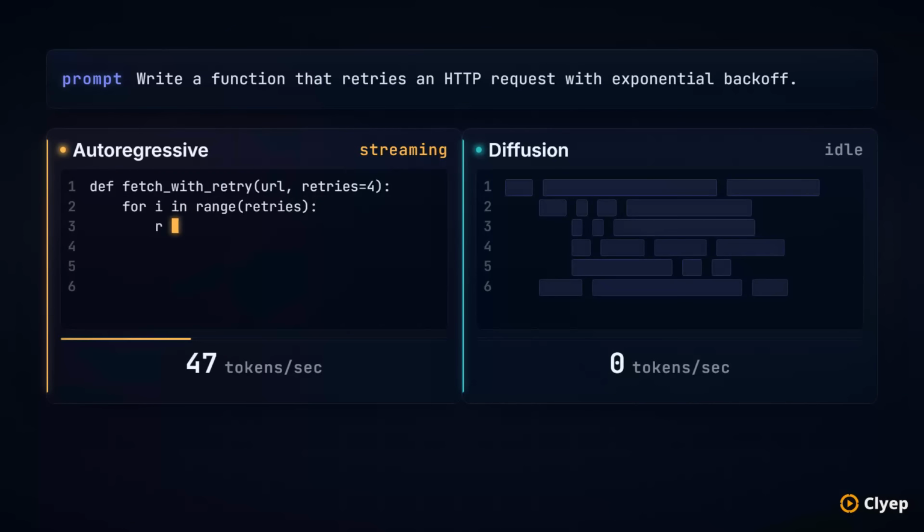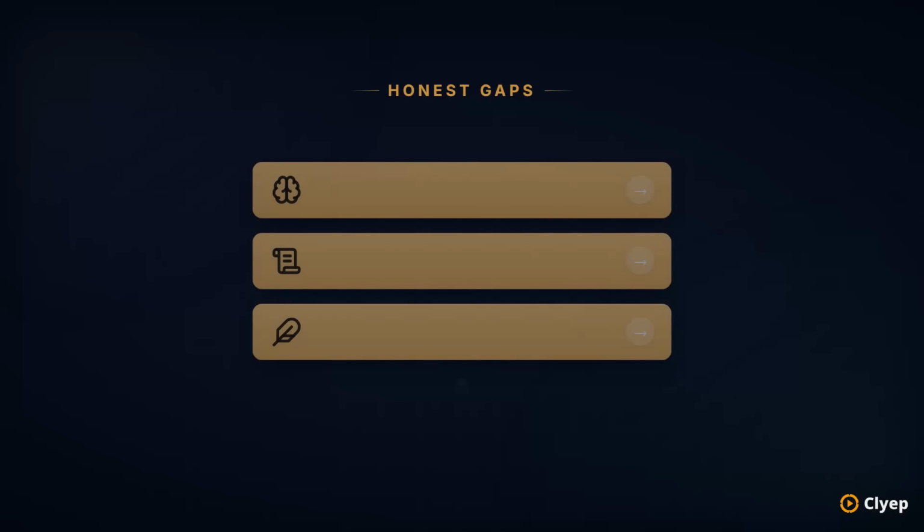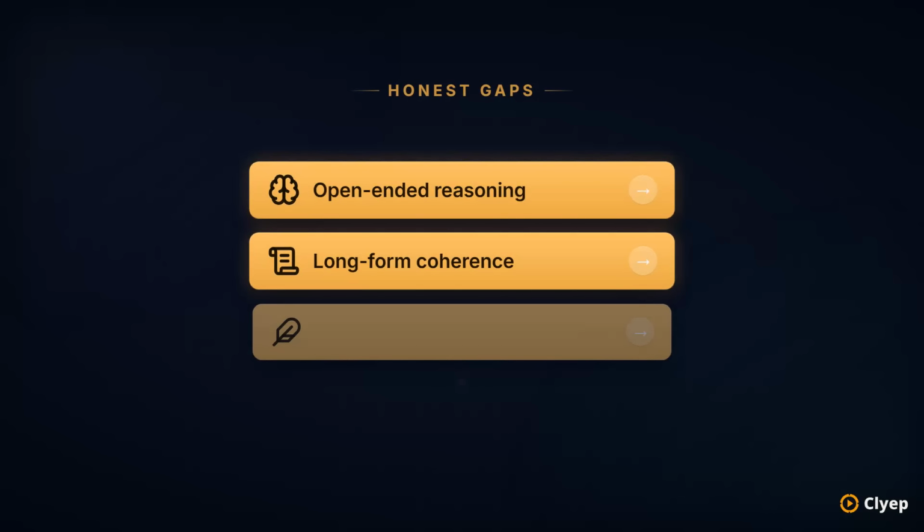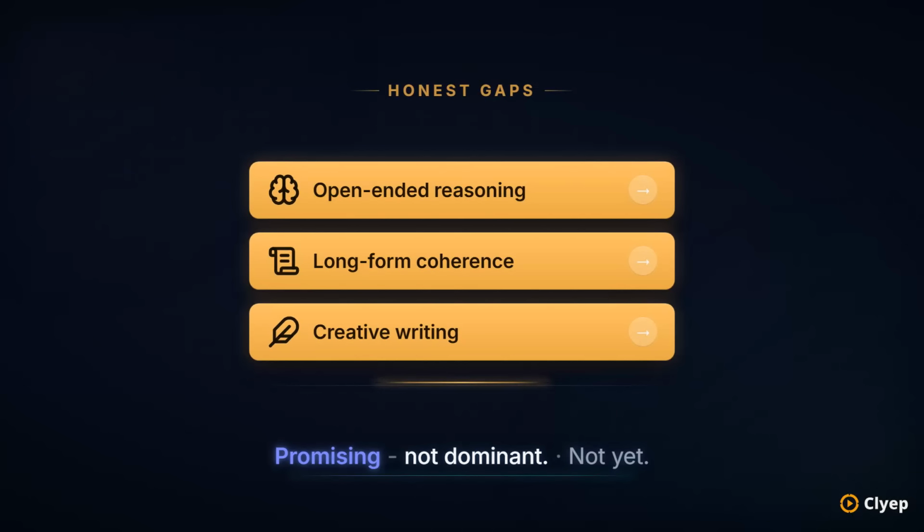But speed alone doesn't decide the whole story. Diffusion language models haven't replaced autoregressive ones across the board. There are honest gaps, open-ended reasoning, long-form coherence, creative writing. Autoregressive models still lead on tasks like these. The gap is narrowing with each new paper, but it's real. This architecture is promising, not dominant, not yet.